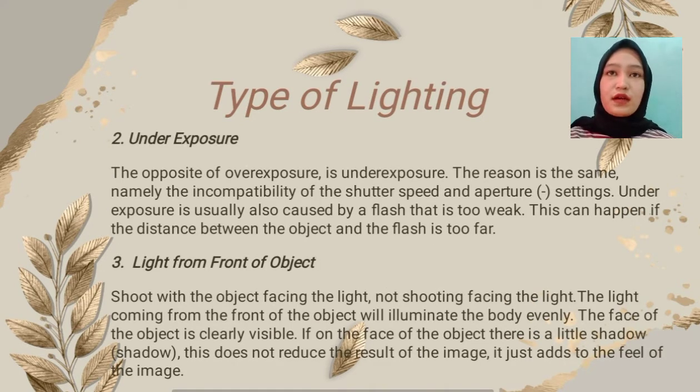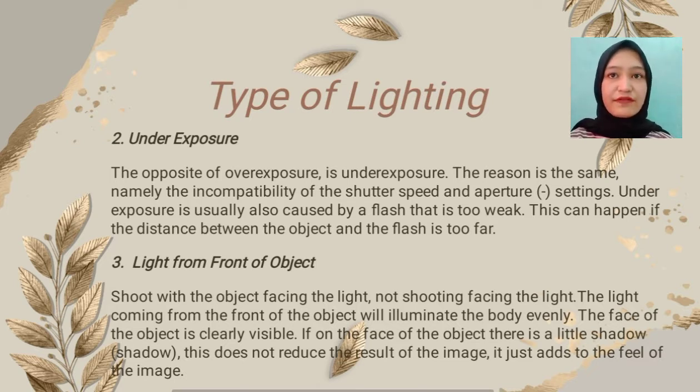Next slide, number 2, underexposure. The opposite of overexposure is underexposure. The reason is the same, namely the incompatibility of the shutter speed and aperture setting, and underexposure is usually also caused by a flash that is too weak. This can happen if the distance between the object and the flash is too far.